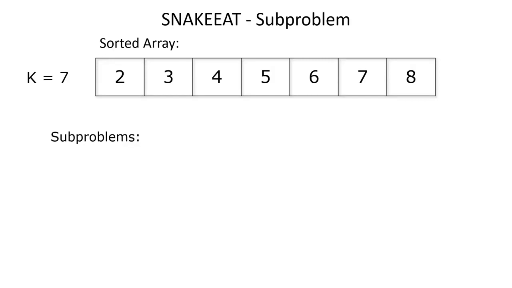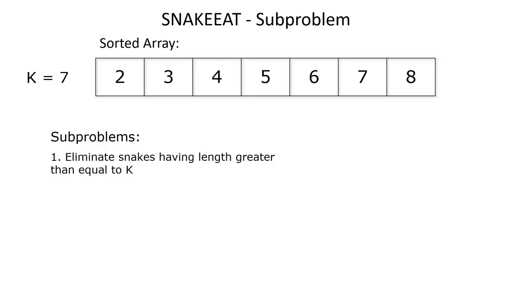Whenever you are trying to reduce the time complexity of a problem, try to break the problem into smaller subproblems and then try to decrease their time complexity. So we have the same array and the same k from the previous example. The first subproblem is to find the snakes having length greater than or equal to k and add them to our answer. We can do a linear search, but we have to decrease the time complexity of individual subproblems.